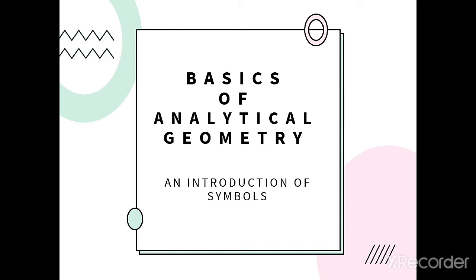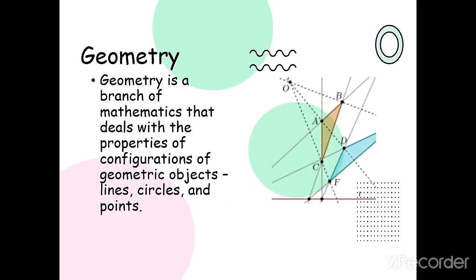So our topic is about the basics of analytical geometry, which also includes an introduction of its symbols. First off, we have geometry. What is geometry? Geometry is a branch of mathematics that deals with the properties of configurations of geometric objects, such as lines, circles, and points. As we can see on the right side, there are examples of what I've just mentioned: lines that can be seen intersecting each other, points in what seems to be a dotted pattern, and circles that can actually be seen throughout this PowerPoint.